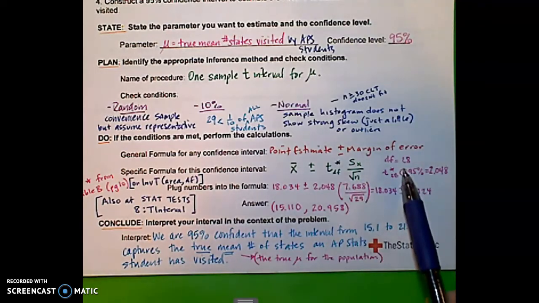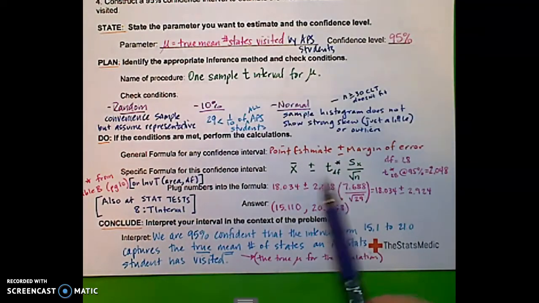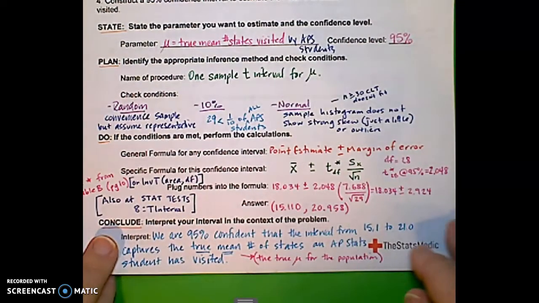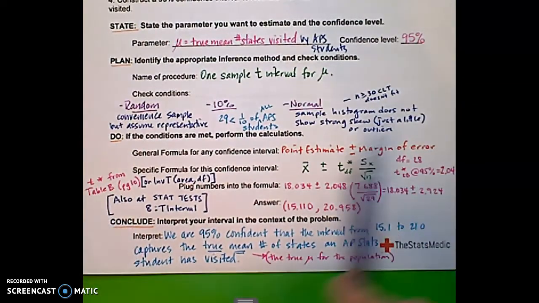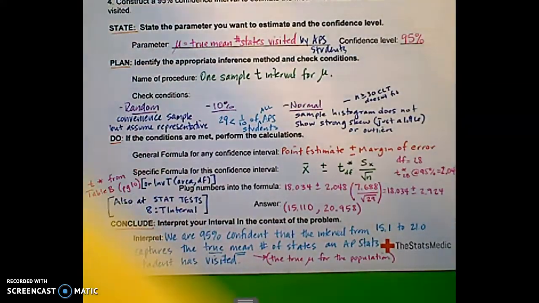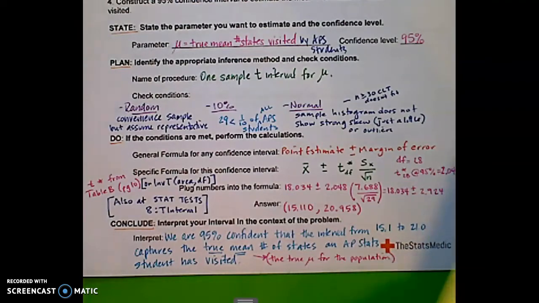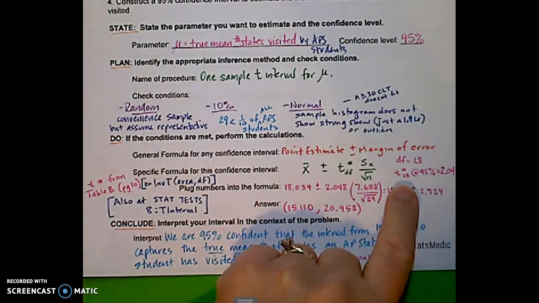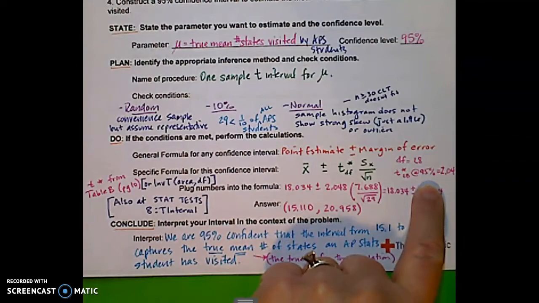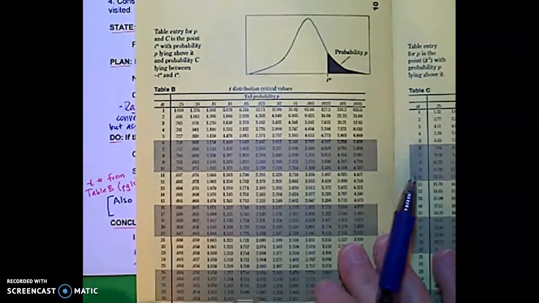In our case, to get the t critical value, we're going to use table B, which is on page 10. We need degrees of freedom. Remember, degrees of freedom is n minus 1, so in this case, it's 28. So we'll go to page 10, which is our table B. We need 28 degrees of freedom at 95% confidence.